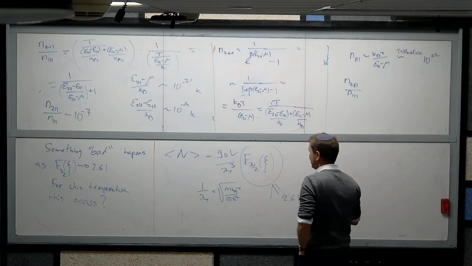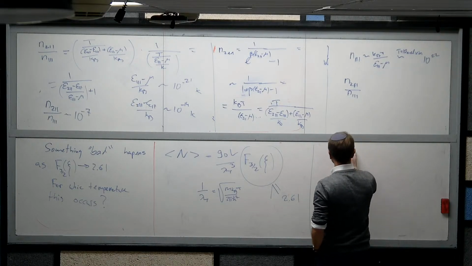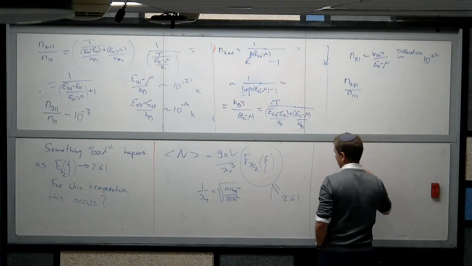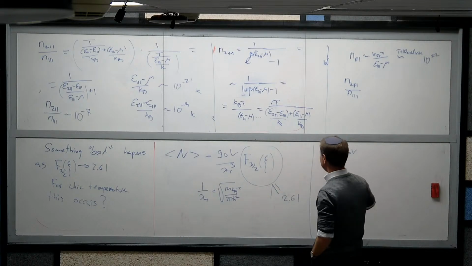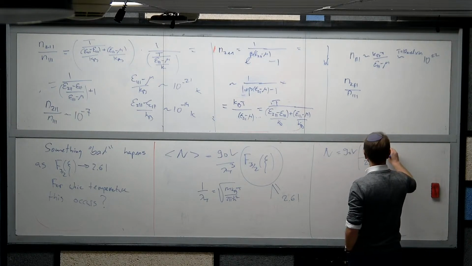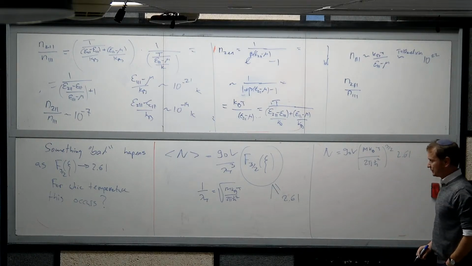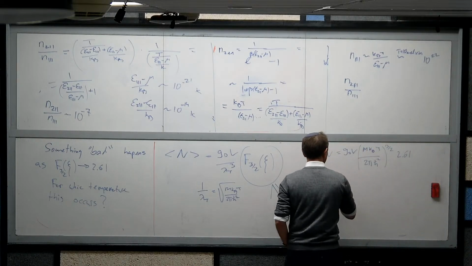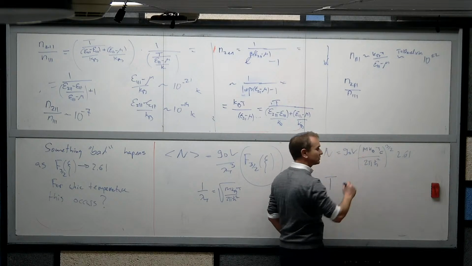So basically what I'm saying is that this N equals g0 V over lambda_T cubed, where lambda_T is given by m k_B T divided by 2 pi h-bar squared to the power of 3/2, and here I put 2.61. So I'm going to have a temperature, I'm calling it the critical temperature.